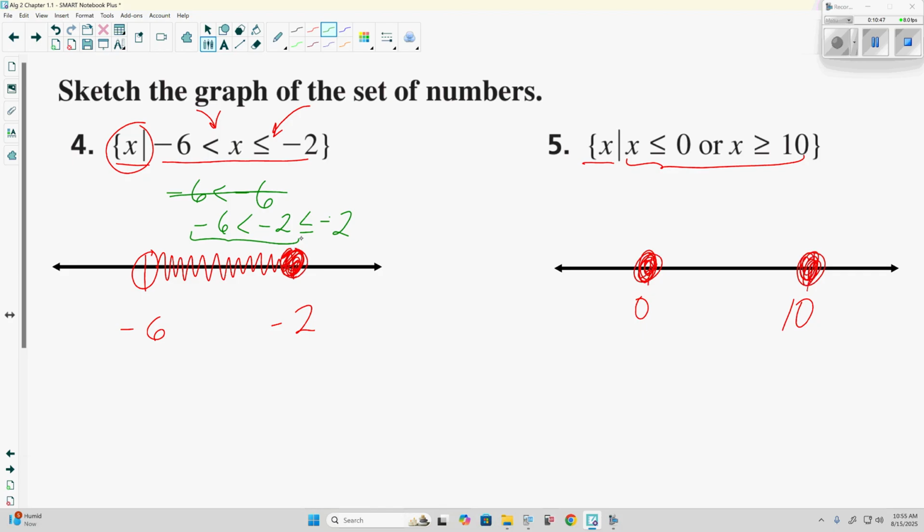X is less than or equal to 0. We would shade to the left. X is greater than or equal to 10. To the right. That's it. You feel more comfortable with these here? All right.